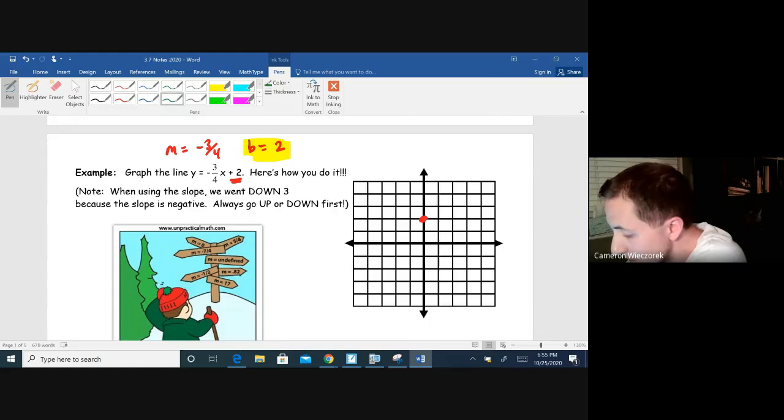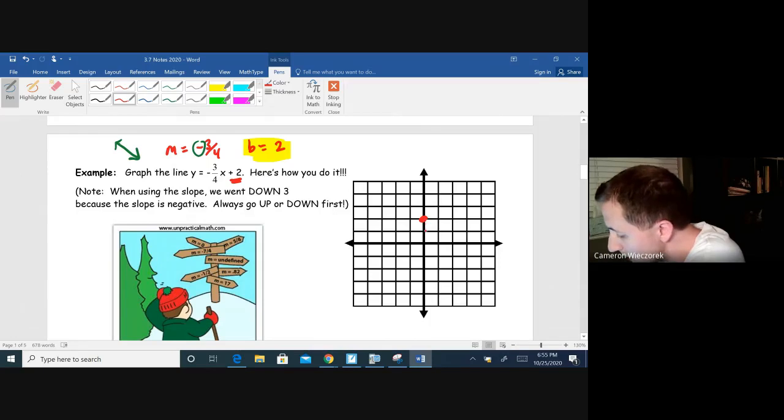First thing I remember is it's a negative slope. So based on Mr. Slope Guy from the front, I know that the line should be falling to the right. So I'm going to plot 2 more dots. I'm going to start at the y-intercept at 2. The rise is 3 and the run is 4.